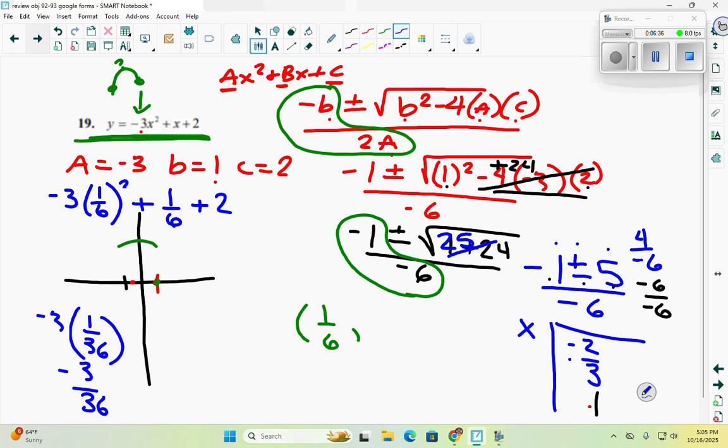Now the next part is a positive 1/6. I'm working with fractions, so I want a common denominator, so I'm going to go times 6 over times 6. So this is a positive 6 over 36. Again, you can use decimals if you want to. Then I have a plus 2. I want a common denominator, so that's over 1, and I go times 6.